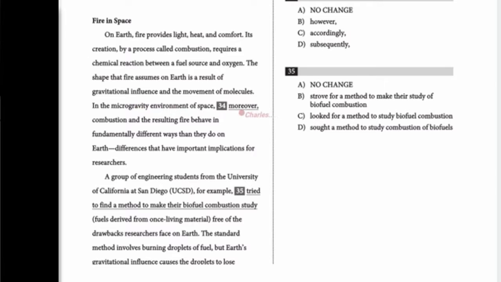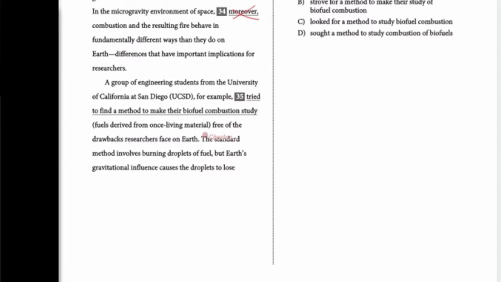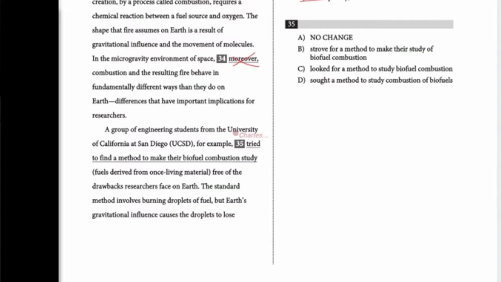So I think this is going to be, however, in the microgravity environment of space, contrasting to how fire behaves on Earth, however, combustion, the resulting fire behave. So right away, I think 34 is B. However, it's not moreover. It's not an additive point. It's not accordingly, which is also appropriate or additive, and subsequently is cause effect. So no, that's not correct. B. 34 is B. Okay, so 35, it's either they tried to find a method to make their biofuel combustion study.